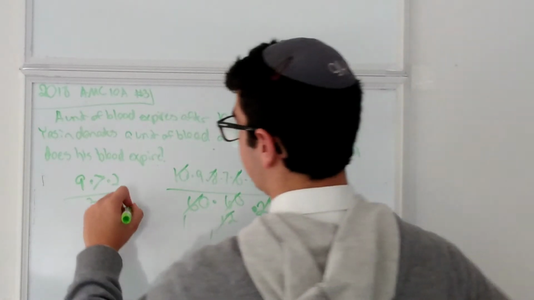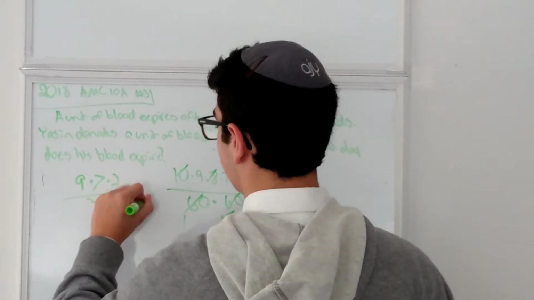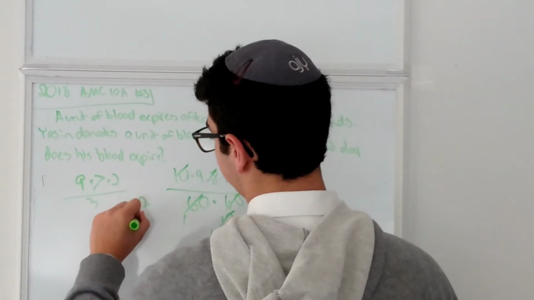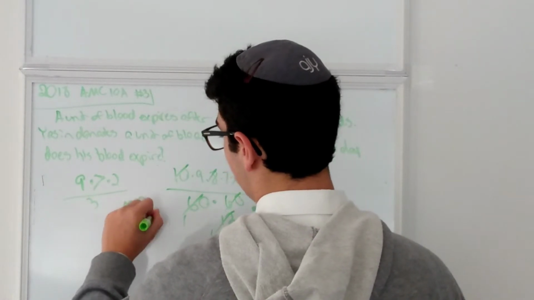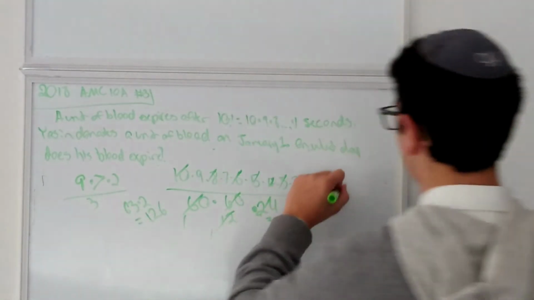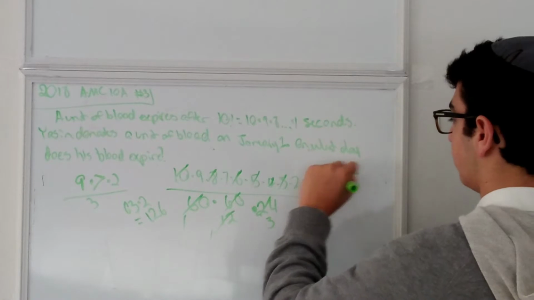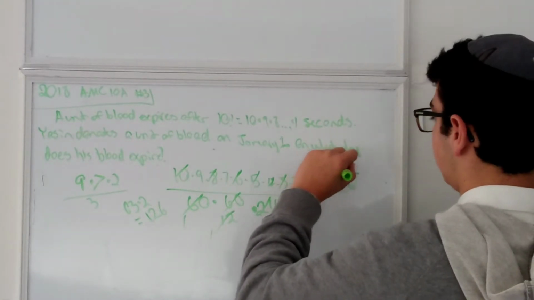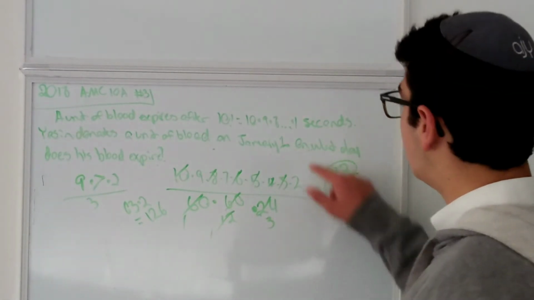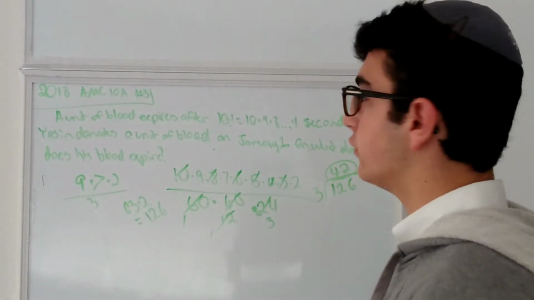9 times 7 is 63. 63 times 2 is equal to 126. 126 divided by 3, because that's the denominator, is equal to 42. So it'll be 42 days after January 1st.